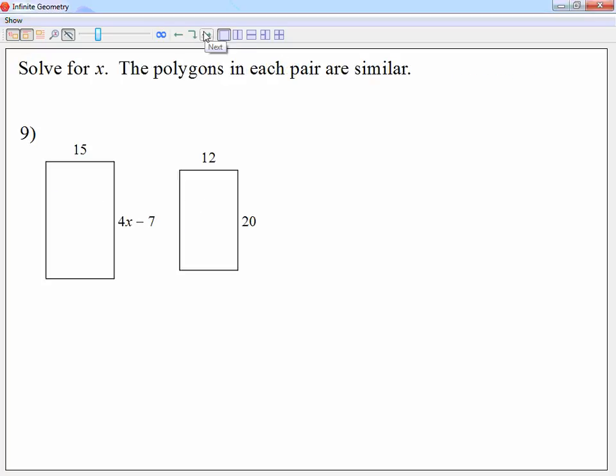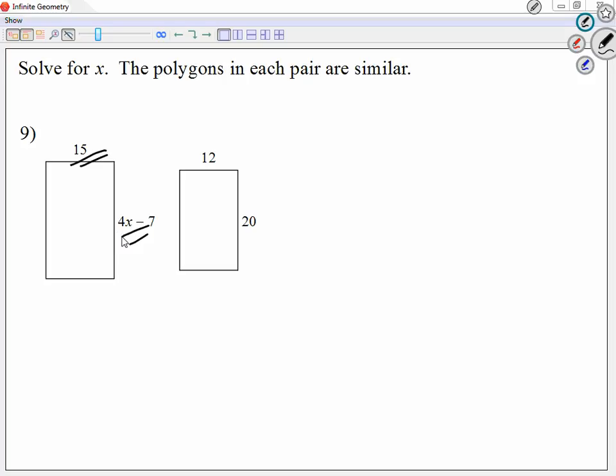Oh, my bad. Number 9, we're still solving for x, but now for 9 through 12, in my x, I have either a plus or minus. That's the only difference. So looking at question number 9, the measurements I'm going to use from the left are 15 and 4x minus 7.